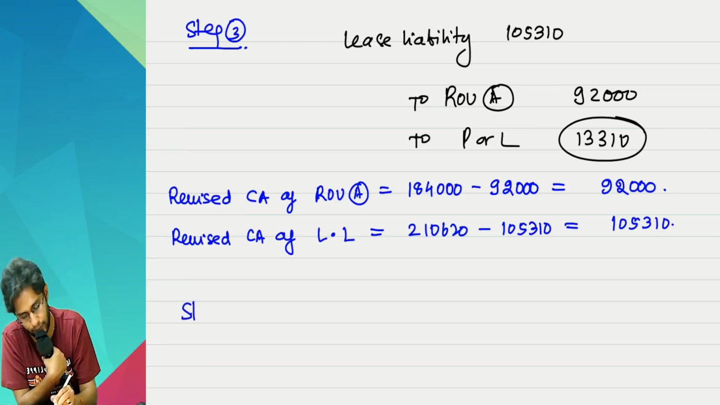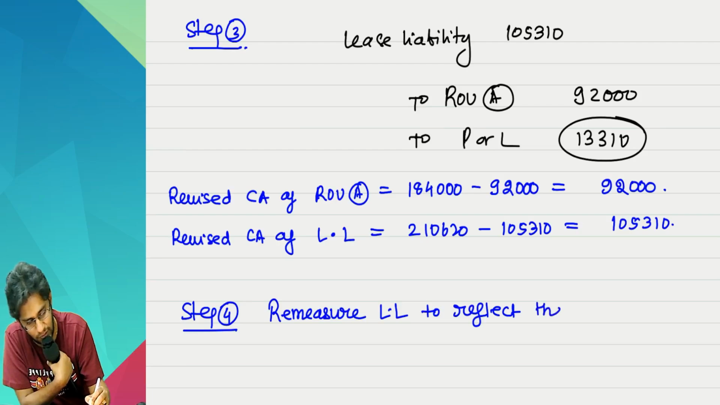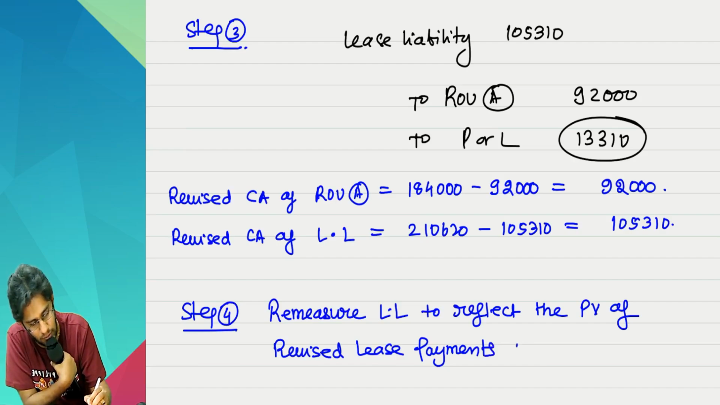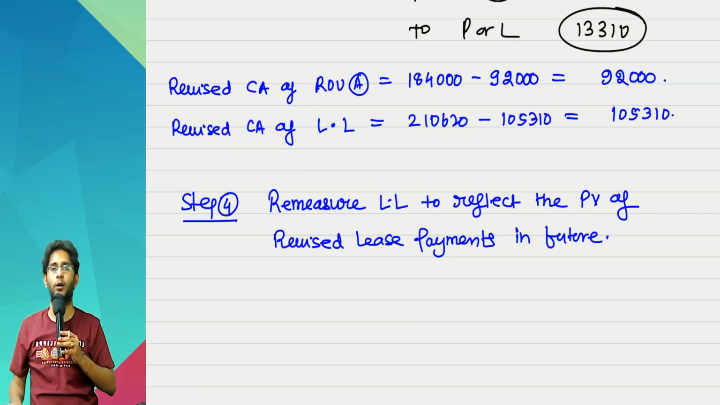Step number 4. Remeasure lease liability to reflect the present value of revised lease payments in future. Obviously you have to use the revised discounting rate. In an entire modification, the revised discounting rate is used. Reassessment rate depends.